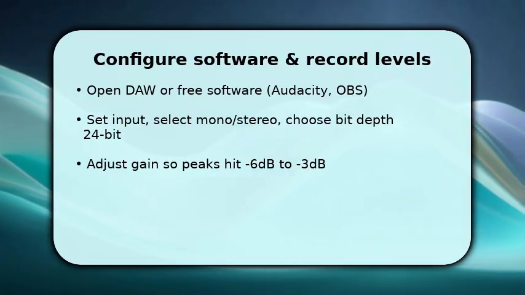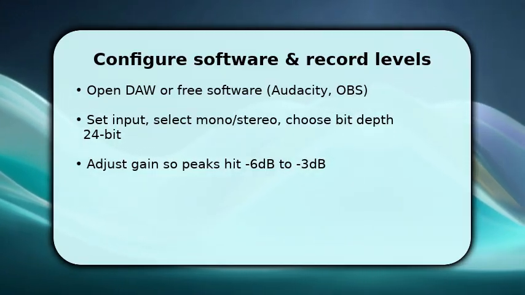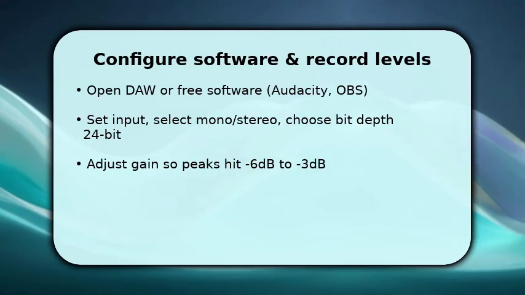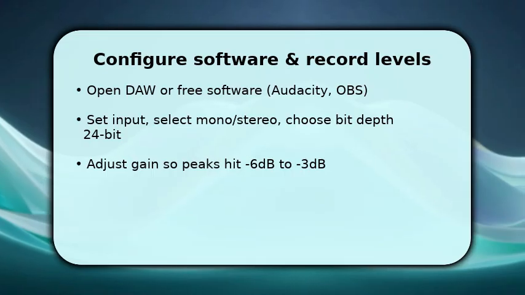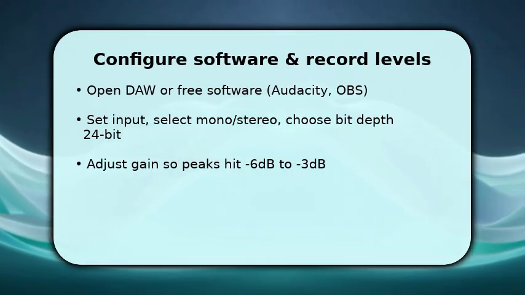Arm the track and speak while adjusting gain so your loudest peaks sit around -6 to -3 decibels. This prevents clipping and preserves dynamics. Once comfortable, run a full test take to confirm sound.